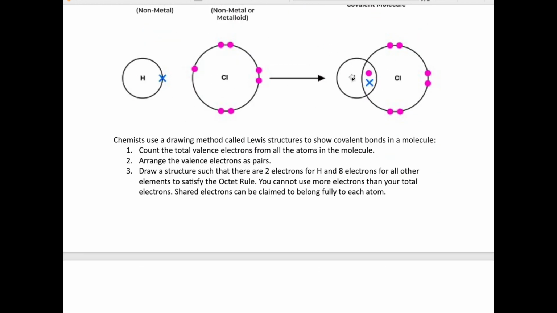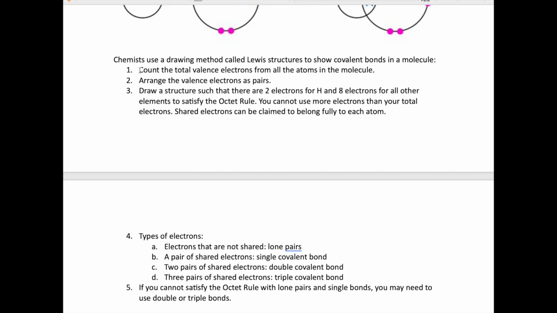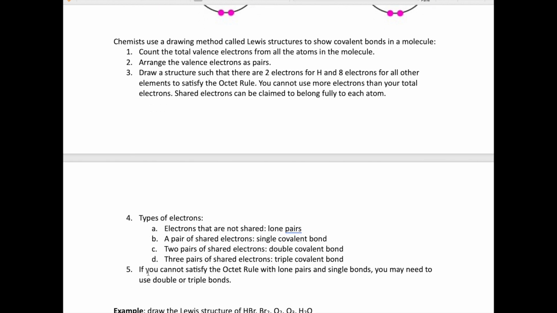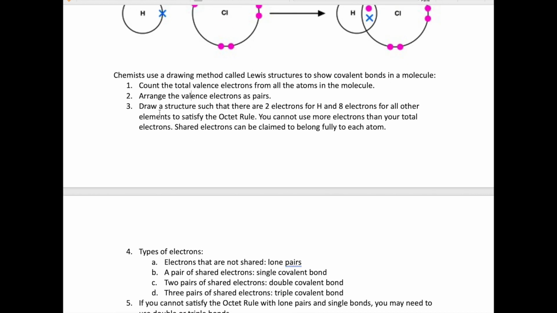We can then draw these types of diagrams called Lewis structures to show how a covalent bond forms in a molecule. And the way we do this is we follow these steps that I've listed here. You start by counting the total number of valence electrons you have from all the atoms, and then you have to arrange these electrons as pairs. And then you want to draw a molecule where each atom has 8 electrons and hydrogen has 2. So this means you have to satisfy the octet rule. Okay, that's a requirement because that's what we see in nature.